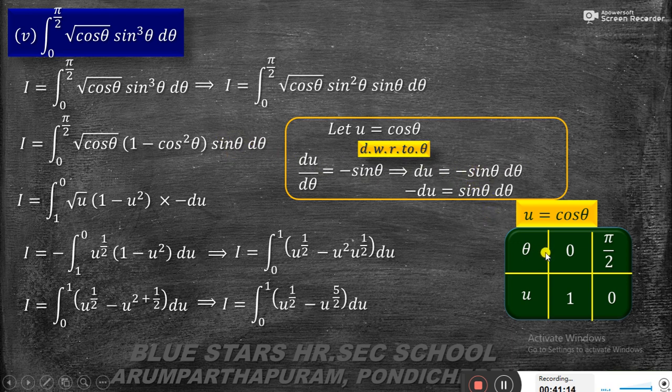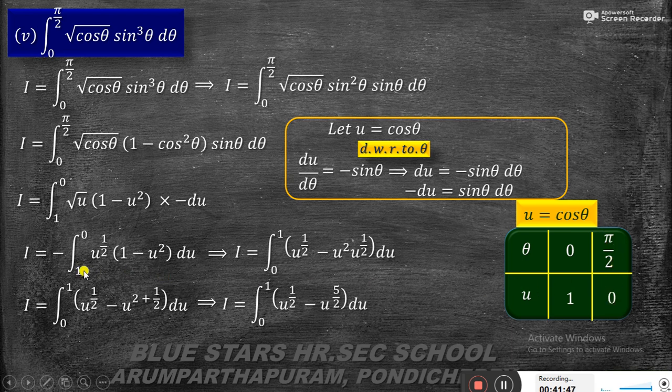Now I convert the limit, that means find out the limit for u. So the function is u equal to cos theta, so I take the substitution u equal to cos theta. The theta limit is 0 to pi by 2, so I write it 0 to pi by 2. Now I take theta equal to 0, I substitute here, cos 0 means 1, so u equal to 1. Next theta equal to pi by 2, so cos pi by 2 means 0, so u equal to 0, I substitute here.